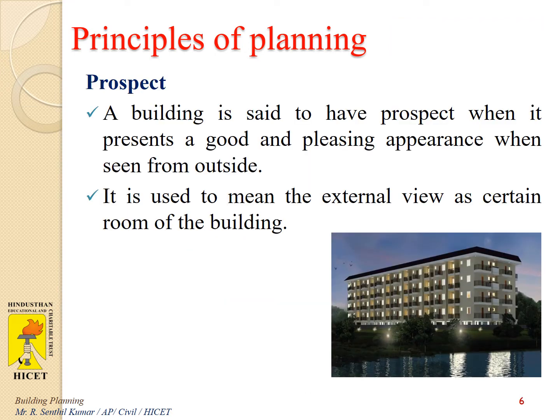And the second one is prospect. A building is said to have prospect when it presents a good and pleasing appearance when seen from outside. It is used to mean the external view as well as the view from certain rooms of the building.